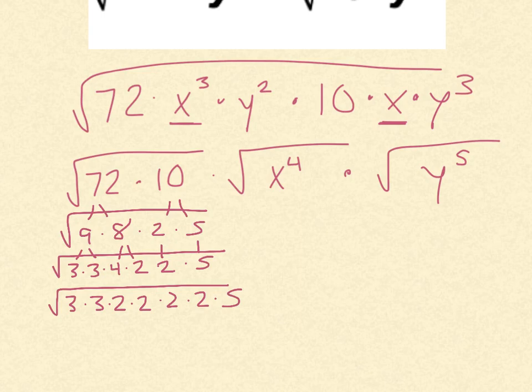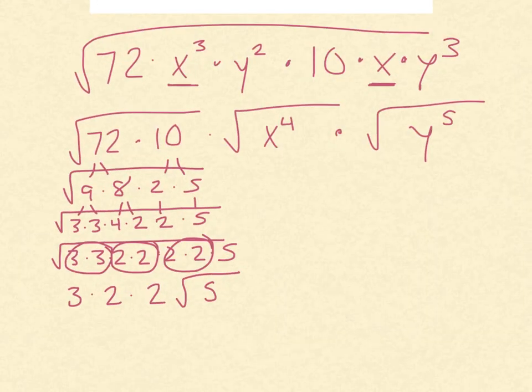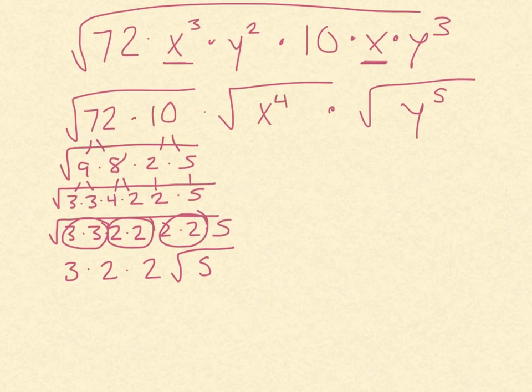Now, what's our index? The number out front here. 2. Remember, if it doesn't have a number, it's implied that it's a 2. So how many numbers are we going to circle in each group? 2 numbers. So we circle the pair of 3s, the pair of 2s, and the other pair of 2s. What comes outside? 3, 2, and 2. What stays on the inside? 5. What do we do with the numbers on the outside? We multiply them: 3 times 2 times 2 is 12.